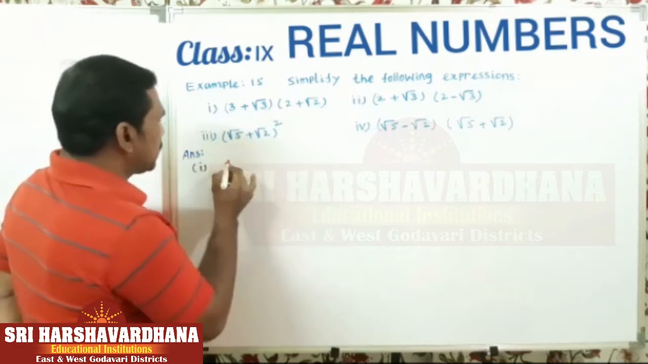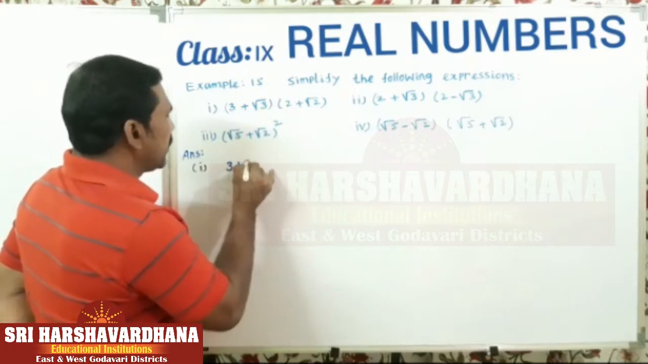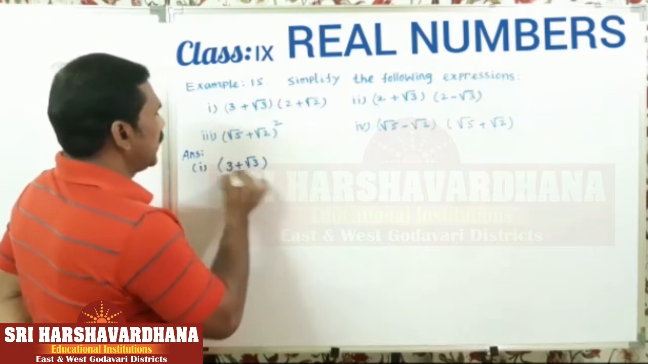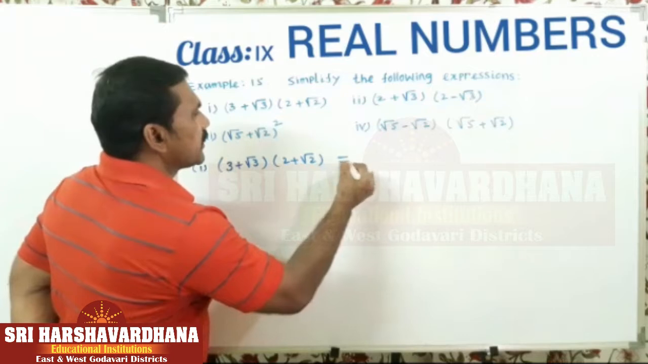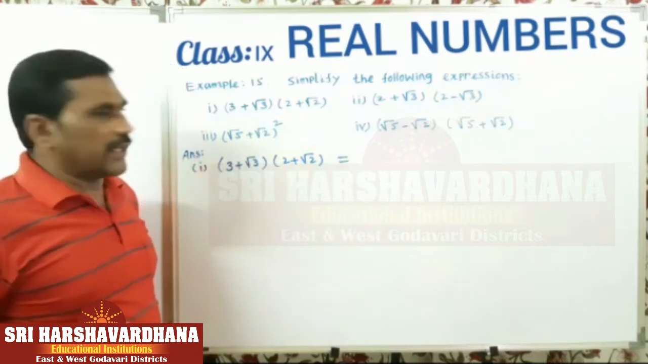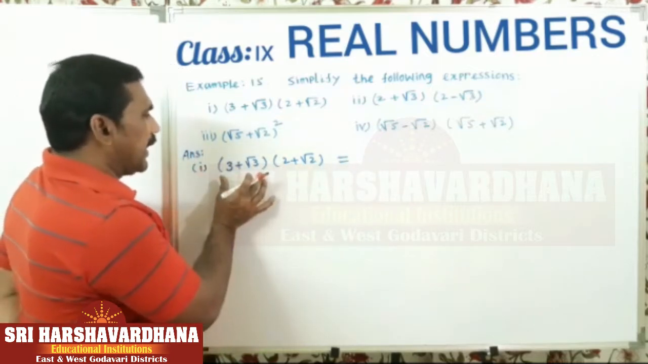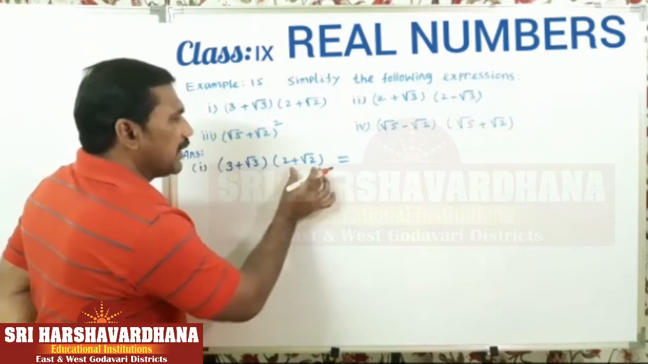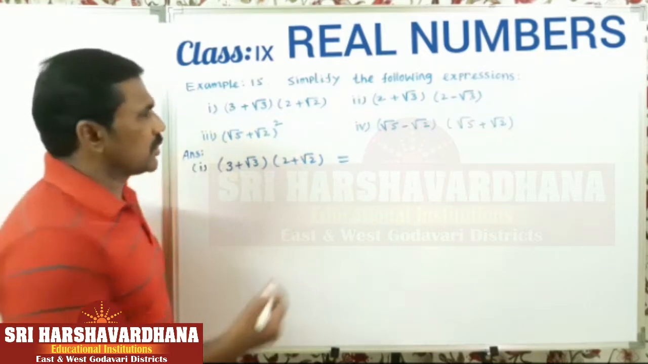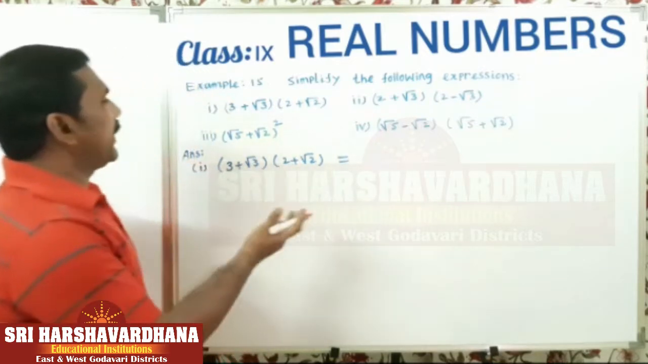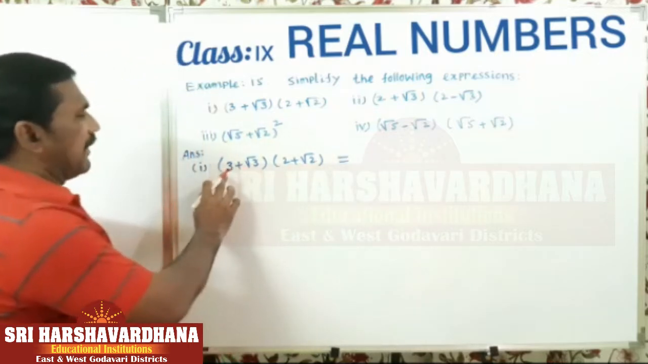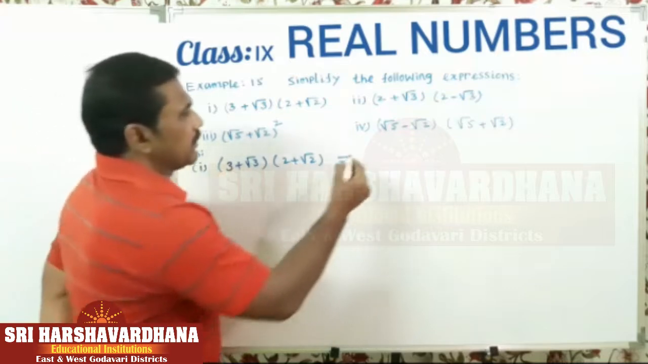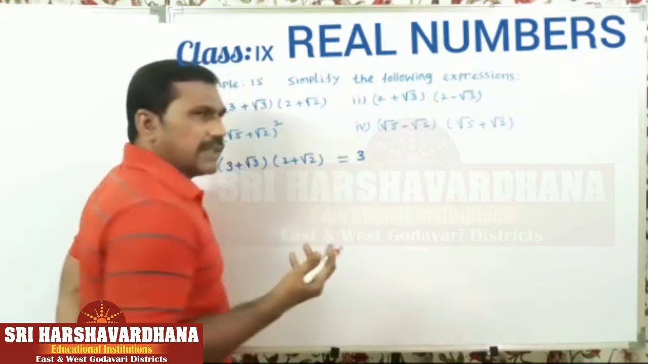What are the given expressions, children? 3 plus root 3 and 2 plus root 2. These are the given expressions. Okay. So multiply 3 plus root 3 with 2 plus root 2. So to multiply these two expressions, first write down the first term of the first expression. What is the first term? 3.